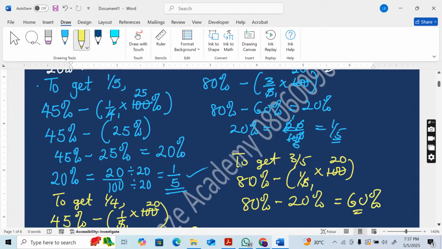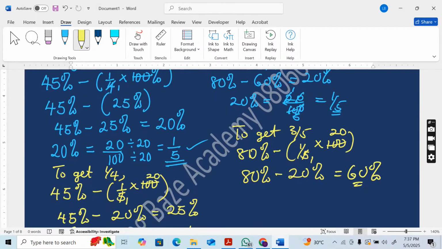Now we have to write 60% as a fraction in the lowest term. So 60% is equal to 60 over 100. 0 cancels 0. 2 goes into 6 will give us 3, and 2 divides 10, that will give us 5. So the answer is 3 over 5. This is very, very simple.